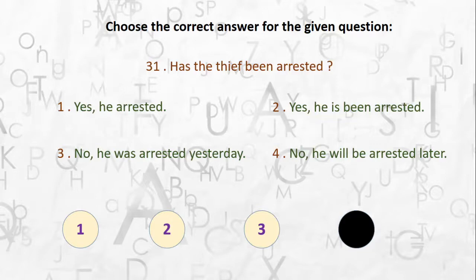Because if you say no, he was arrested yesterday, it means it is wrong. If he has been arrested, you should say yes. You should not say no. And the remaining are all wrong structurally.